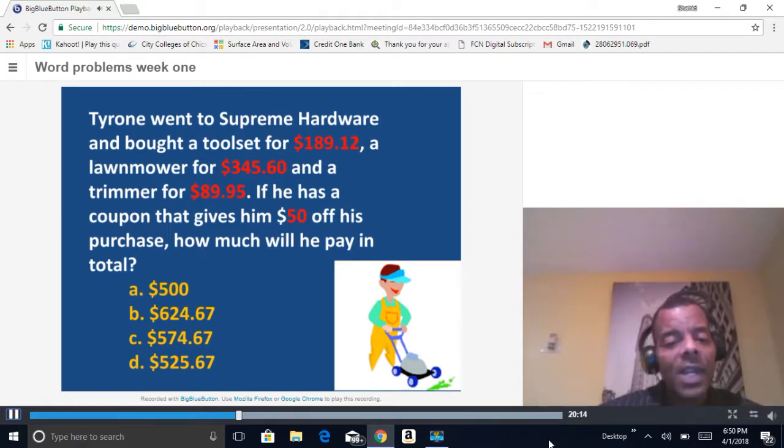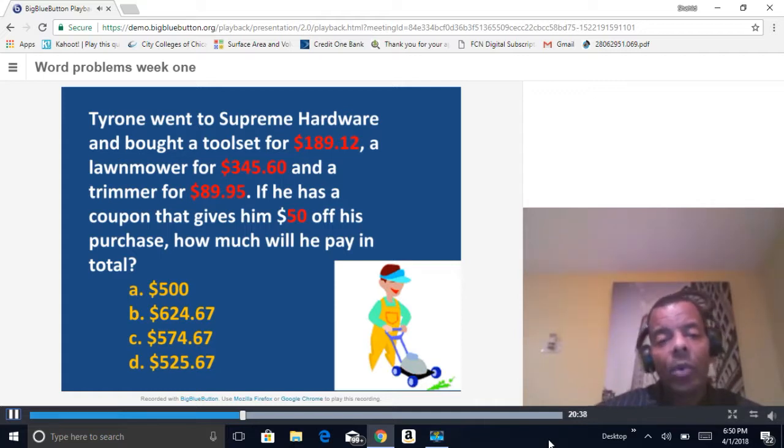And I even made it a multiple choice question for you to get different looks at possible answers. But as we read this question, ask yourself, what type of problem would this be? Do I need to add? Do I need to subtract? Do I need to divide? What do I need to solve this problem?